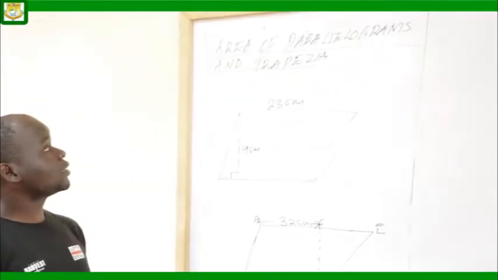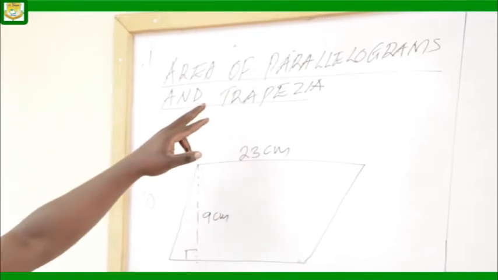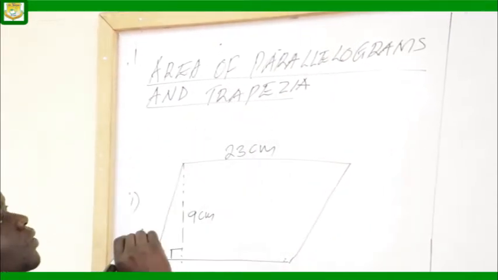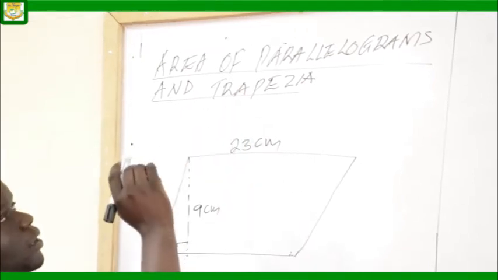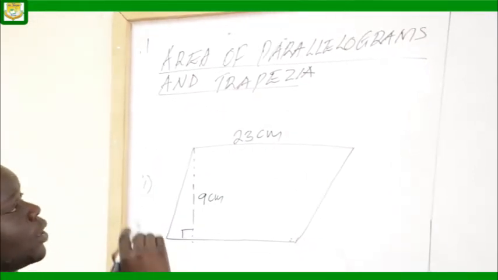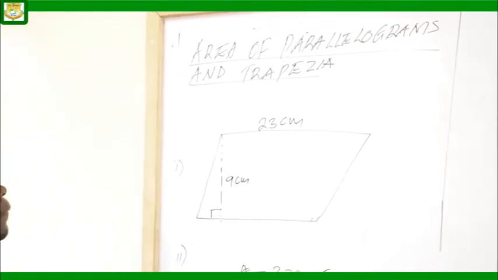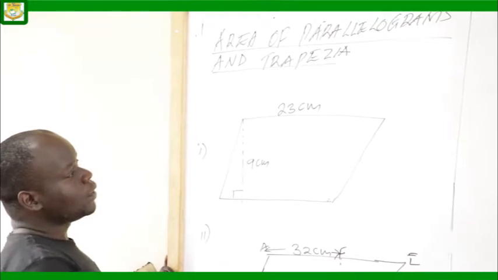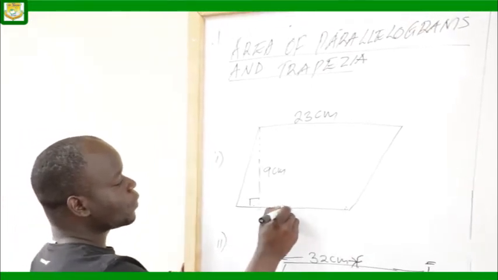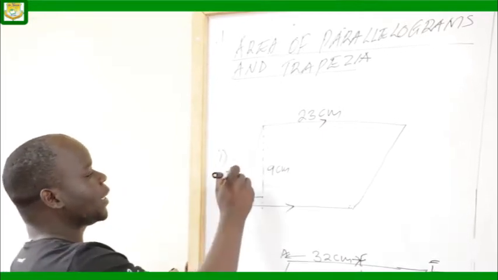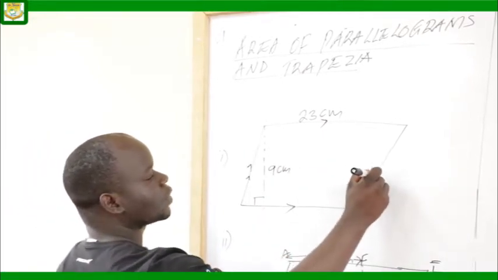We are going to look at area of parallelograms and trapezia. Trapezia is the plural of the word trapezium. So that is our lesson today. And we have example number one here. This one is a parallelogram which has two opposite sides parallel to each other.